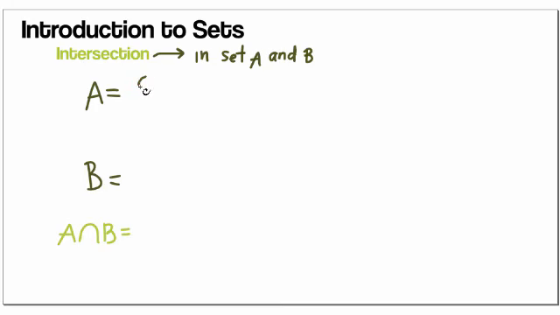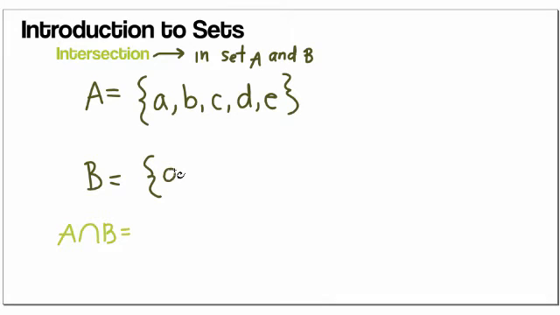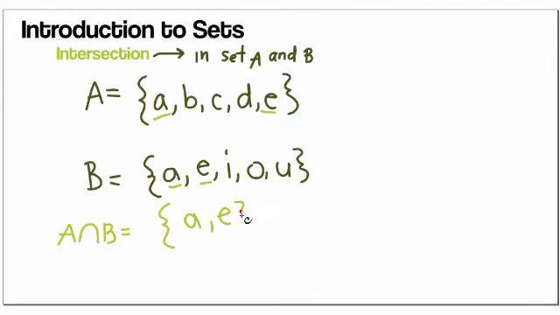Try another example. Let's take the set A equal to A, B, C, D, and E, and B equal to A, E, I, O, and U. Basically the set of vowels. Now the intersection is in both set A and B. The only letters that are in both sets are A and E, so the intersection of A and B is equal to the set of A and E.